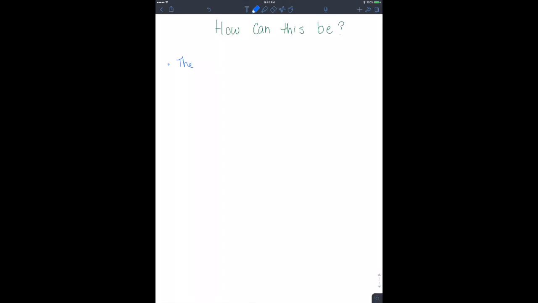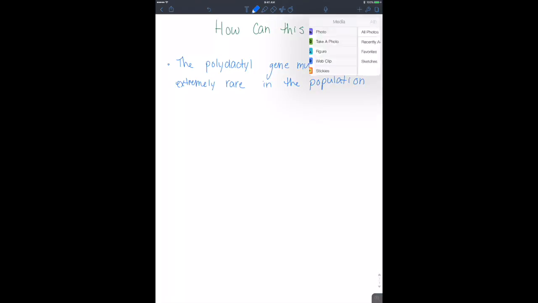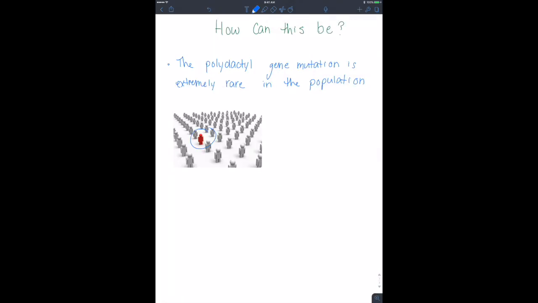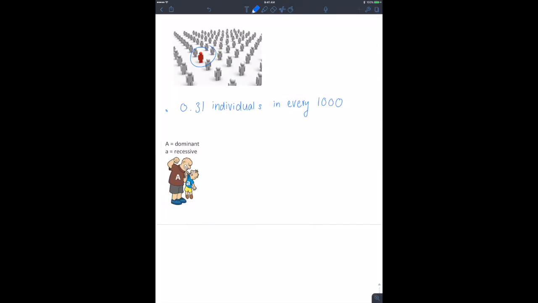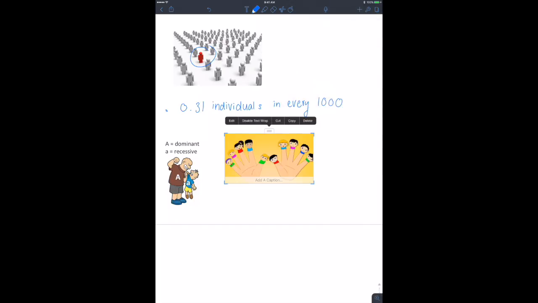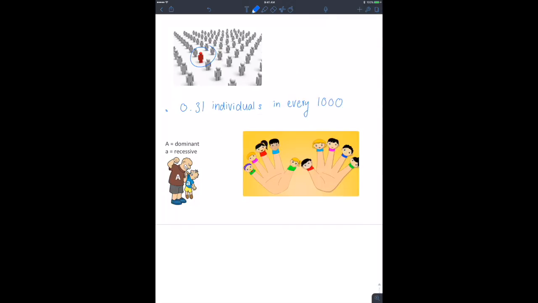Well, the polydactyl gene mutation is extremely rare. Only 0.31 babies in every 1,000 births will have the mutation. This means that it is very rare for a person to have the gene mutation that causes polydactyly, even though it is dominant. Majority of the population will have 10 fingers and 10 toes. This shows that just because the trait is dominant does not mean it will always be prevalent in the population.